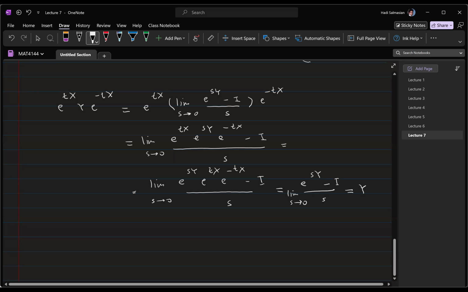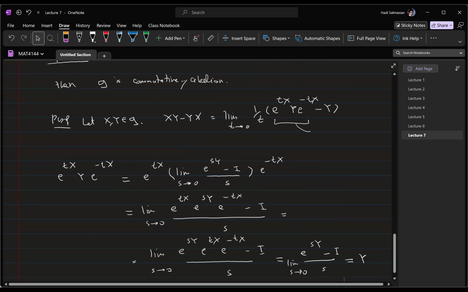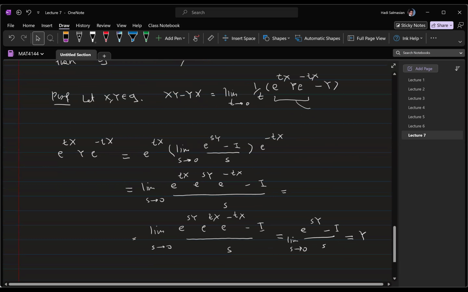Okay, so we just showed that this quantity is equal to y for any s, for any t. So what's the consequence? Back to here, we have 1 over t of y minus y. So xy minus yx is the limit as t goes to 0 of y minus y divided by t, which is obviously 0. So I showed that this quantity is equal to y, and therefore I get 0 in the limit. So xy minus yx is 0. All right, all is good?